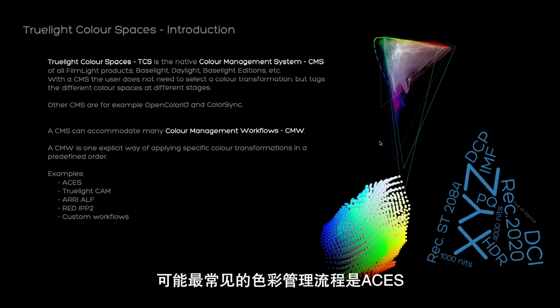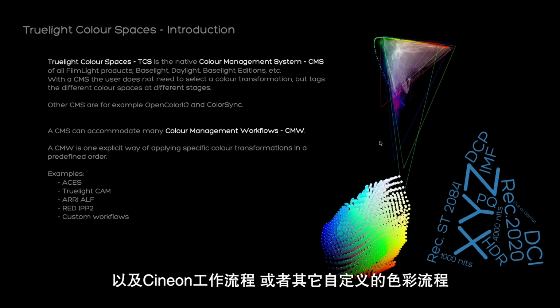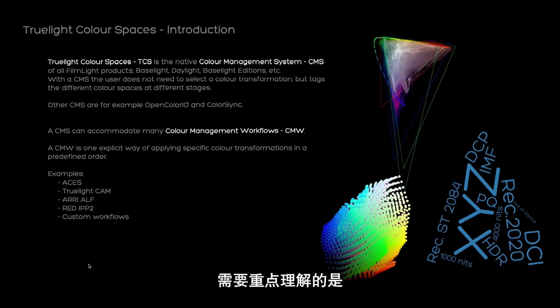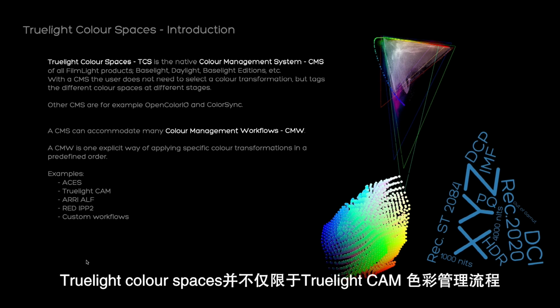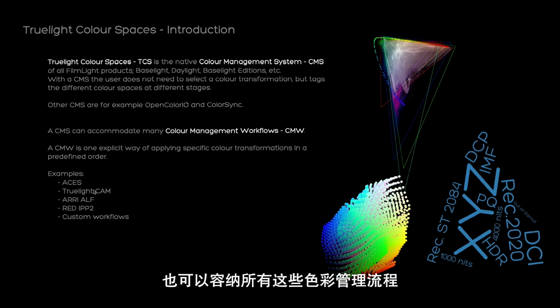Probably the most popular color management workflow is ACES, which all of you have probably already heard of. Other color management workflows are our Truelight CAM, ARRI ALF 2 and 4, Red IPP2, the Cineon workflow, for example, or other custom workflows. So the important thing to understand is that Truelight color spaces is not restricted to the Truelight CAM color management workflow, but it can accommodate all of these color management workflows and all kinds of custom workflows that people want to use.